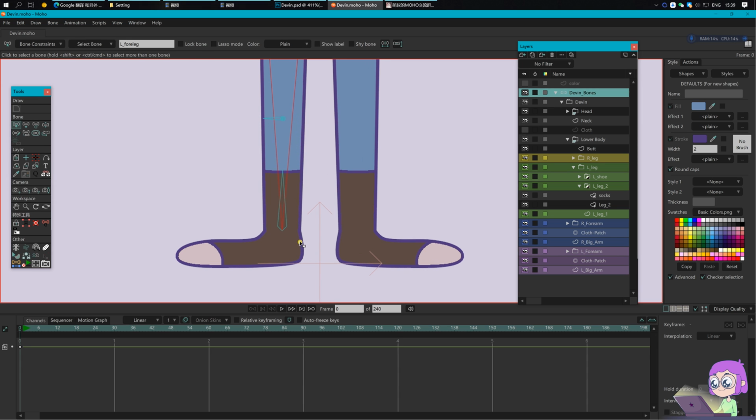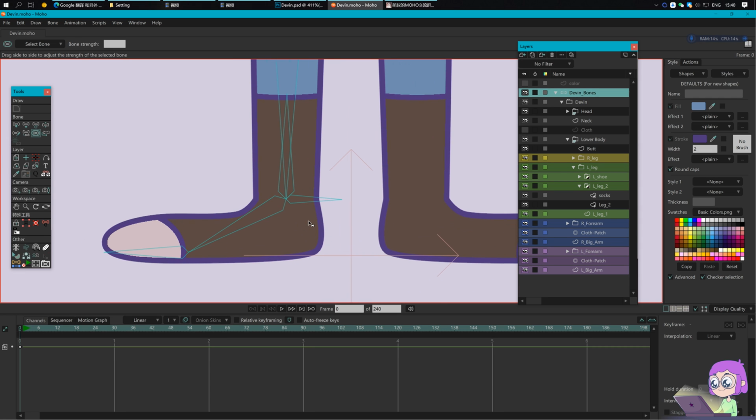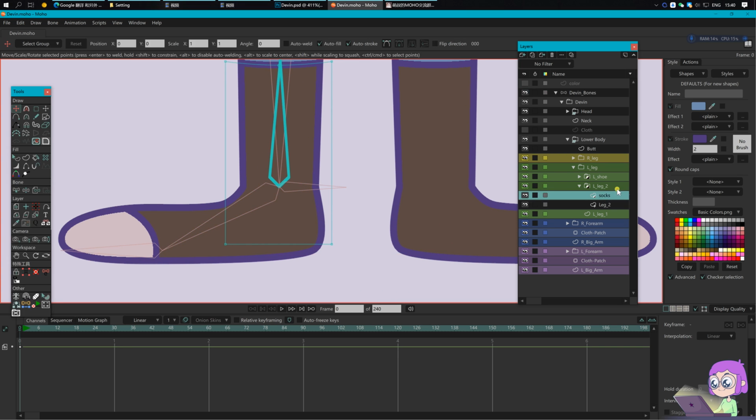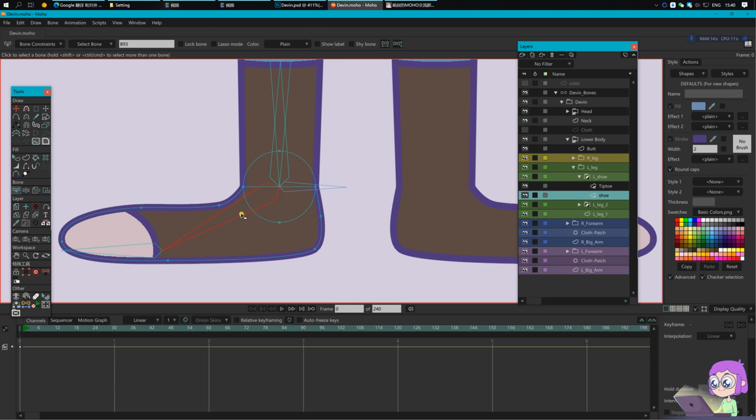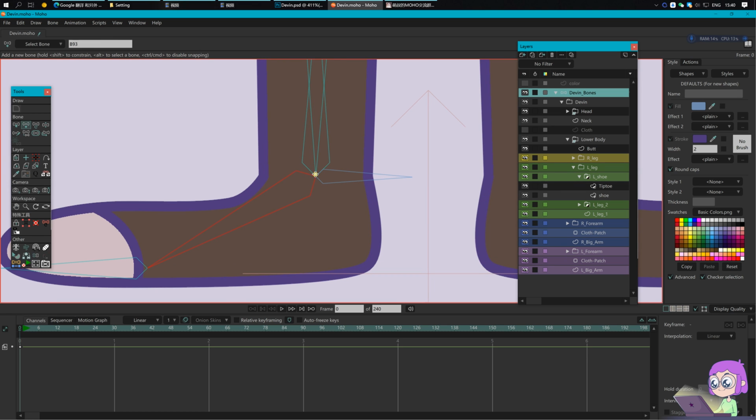Next are the bones of the feet. You should know how to do it. I create a bone separately for the angle.